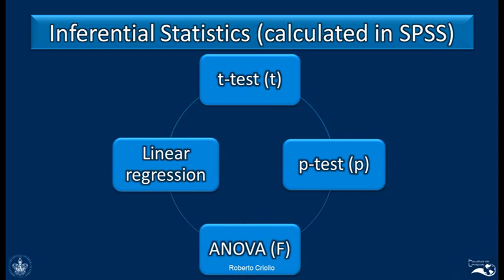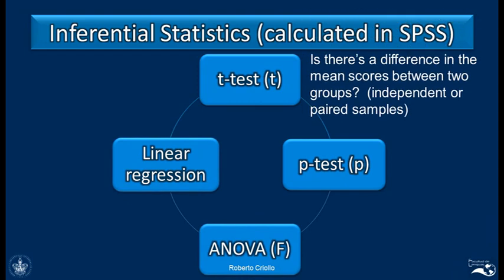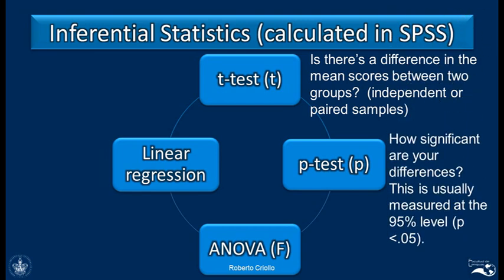Now the t-test is nothing but the analysis of the difference in the mean score between the two groups. So we need to know if this difference is significant, and we can validate the results of a treatment. This can be done by independent or paired samples. The p-test measures how significant the differences are, and obviously this is measured at the 95 level, which is when p is less than 0.05.